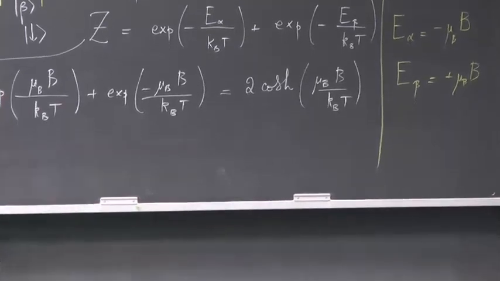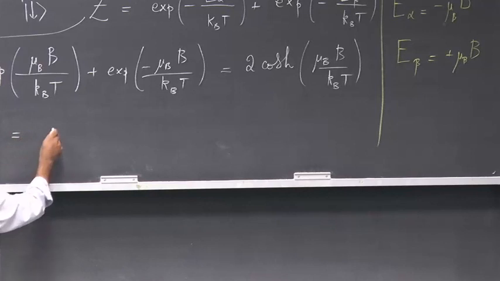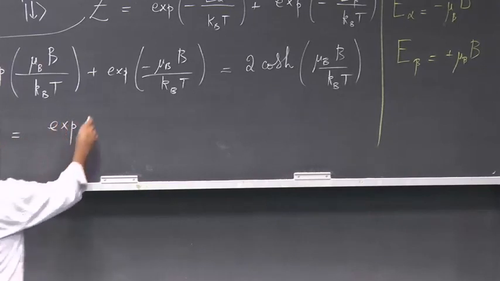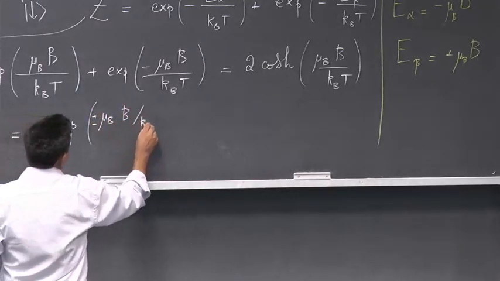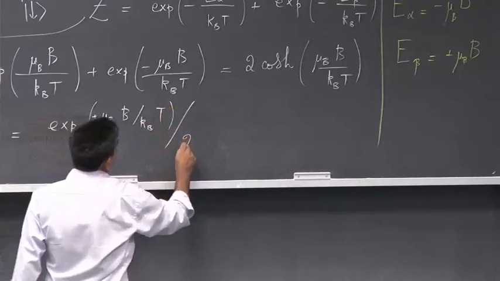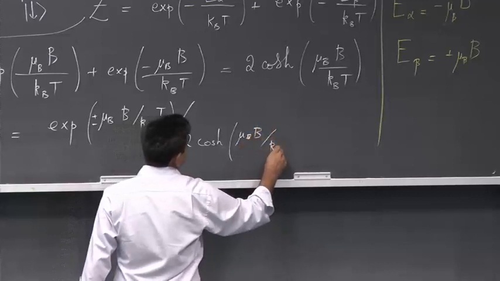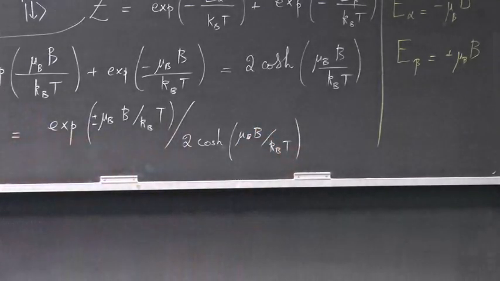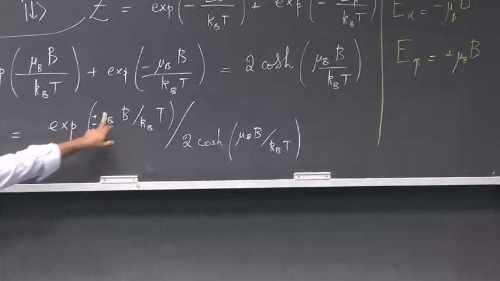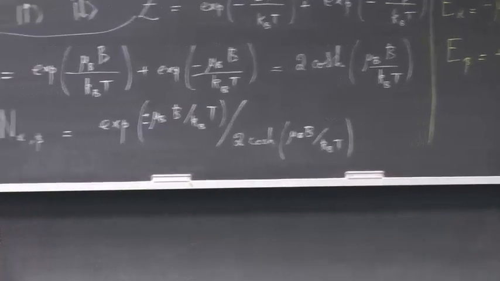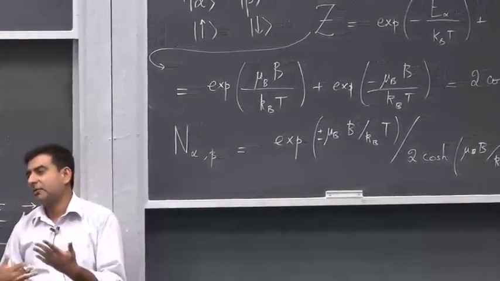Now we can find out N alpha. N alpha and N beta are simply given by exponent plus or minus mu B B over kBT, divided by 2 times cosh of mu B B over kBT. Right? So for N alpha you have plus mu B B over kBT. For N beta you have exponent minus mu B B over kBT. Okay. Now we have found out the fraction of spins which are in the state alpha and the fraction of spins which are in the state beta.